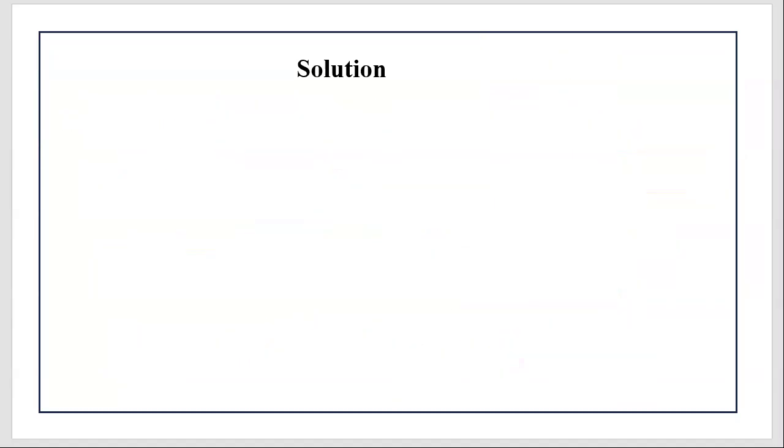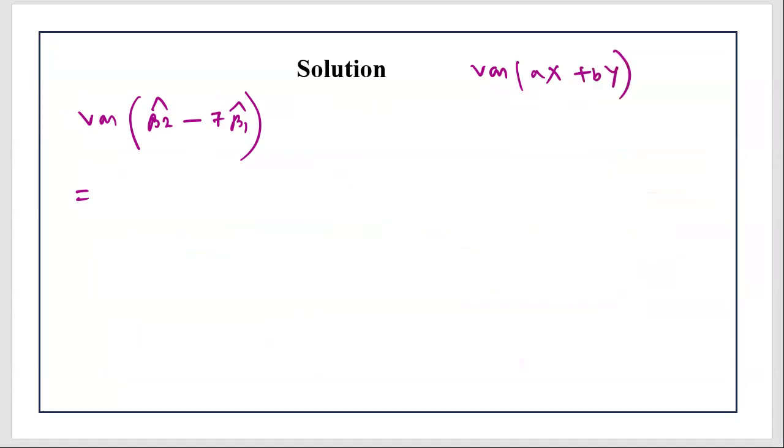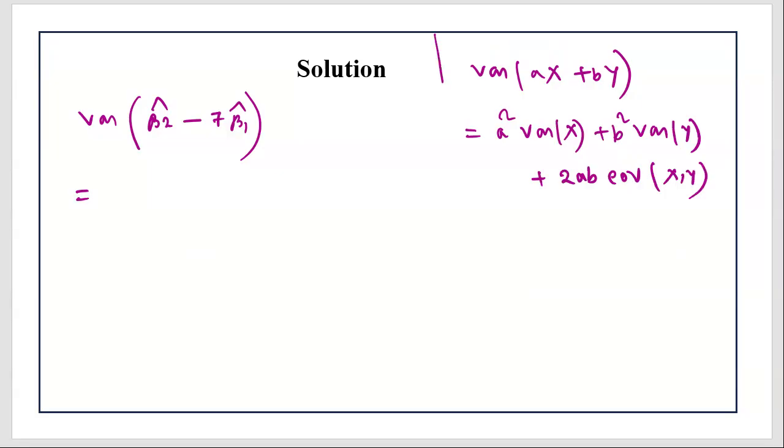So let's start with the variance and then we will take the square root. You have to find the variance of beta 2 cap minus 7 beta 1 cap. So what will be this formula? Remember the variance of ax plus by. It is simply a squared variance of x plus b squared variance of y plus 2ab covariance of x and y. Here x and y are two random variables. And in our particular case, what are the random variables?